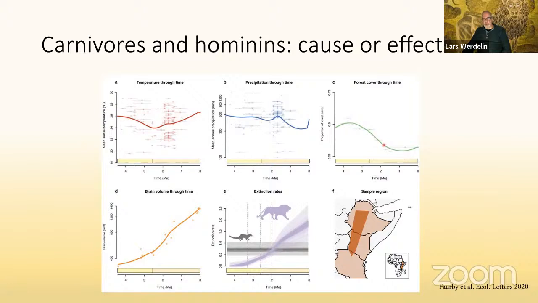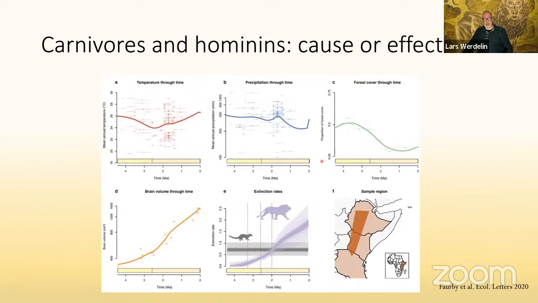Well, forest cover is in fact correlated with extinction rate. Not very strongly, but it is. And you can see basically the S shape, the sigmoid curve here. And there is an indication of a sigmoid curve here. And yes, they are correlated. So there is definitely a correlation between the increasingly open habitats of the late Pliocene and then Pleistocene and carnivore extinction rate, which is not entirely unexpected and of course links very nicely to the expansion of hominins into open habitats as well.